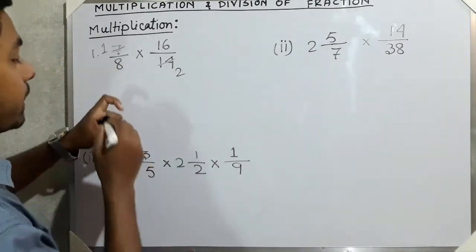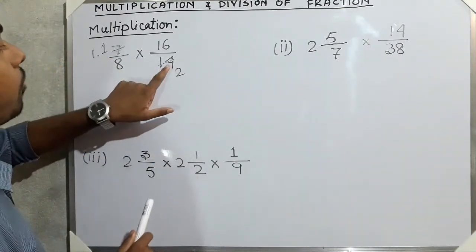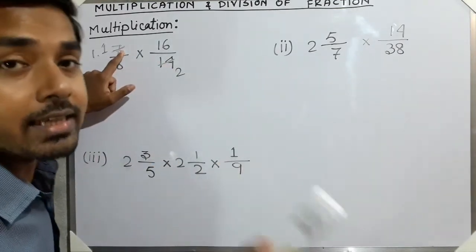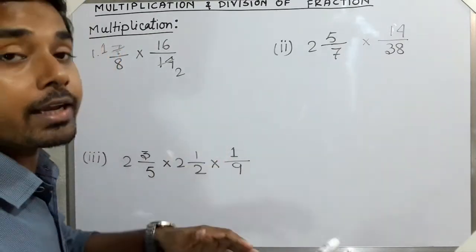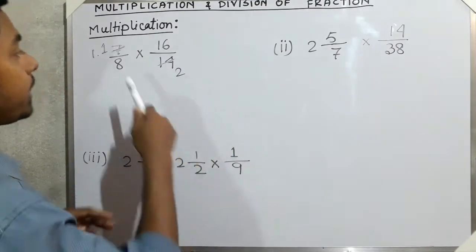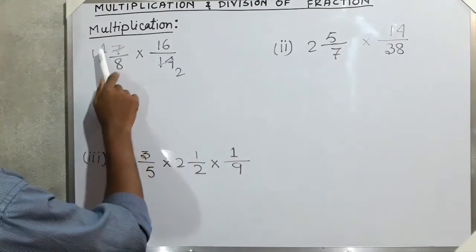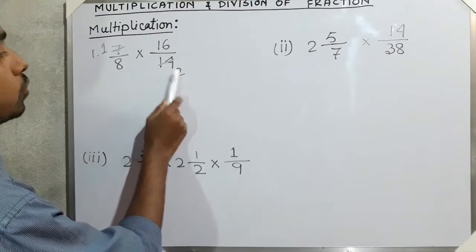The same factor of 14 and 7 is 7. So 7 ones are 7. Cutting means we are dividing. So here 7 ones are 7, and here 7 twos are 14.